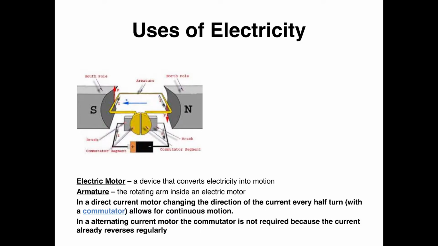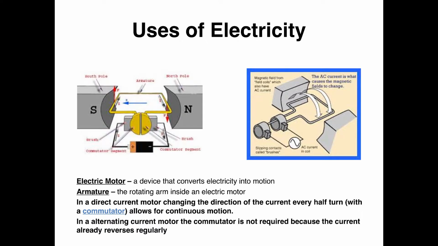With alternating current, the commutator is not required because the current reverses regularly. The current on its own reverses, depending on what the cycling of the current is, but let's say it's every 60 times a second or 40 times a second. So every time it reverses, that allows the armature to always turn in the same direction. So a direct current or an alternating current motor does not require the split in the commutator.